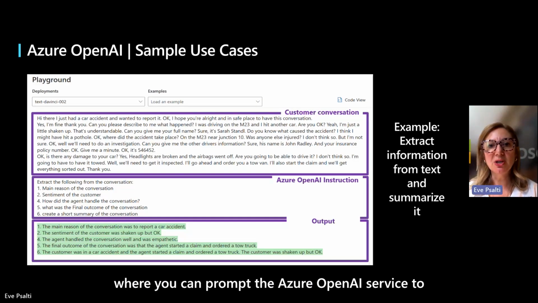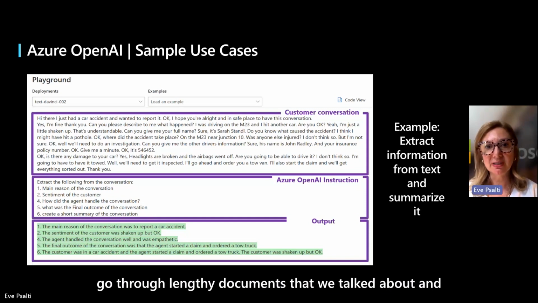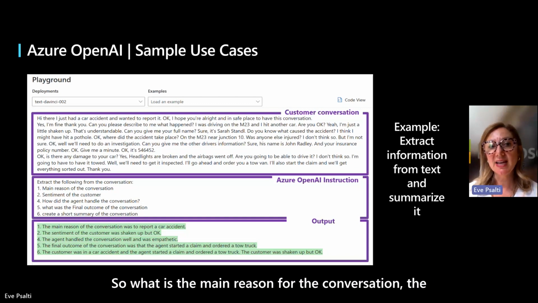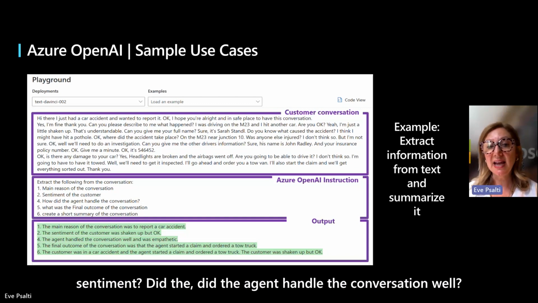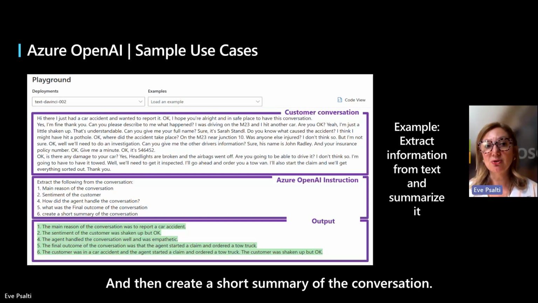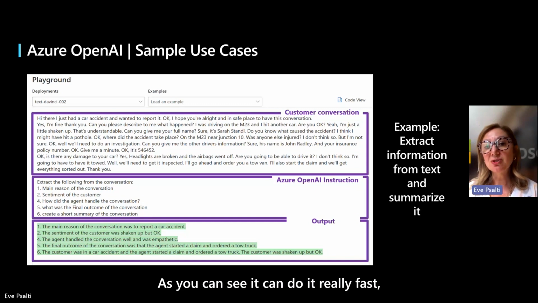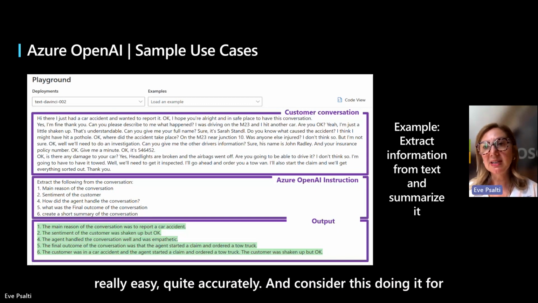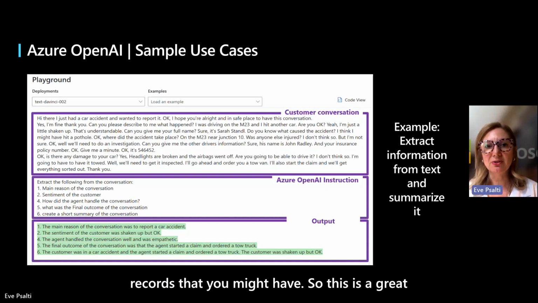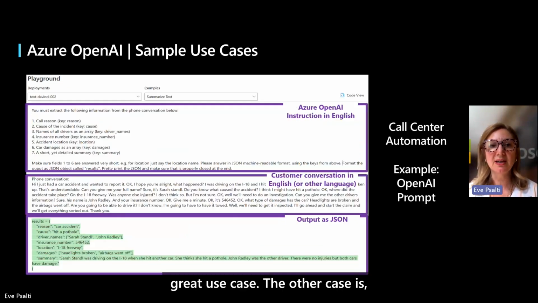This is an example of where you can prompt the Azure OpenAI service to go through lengthy documents that we talked about, and you instruct it to summarize things. So what is the main reason for the conversation, the sentiment? Did the agent handle the conversation well? What was the final outcome? And then create a short summary of the conversation. And as you can see, it can do it really fast, really easy, quite accurately, and consider this doing it for hundreds and thousands of records that you might have. So this is a great use case.